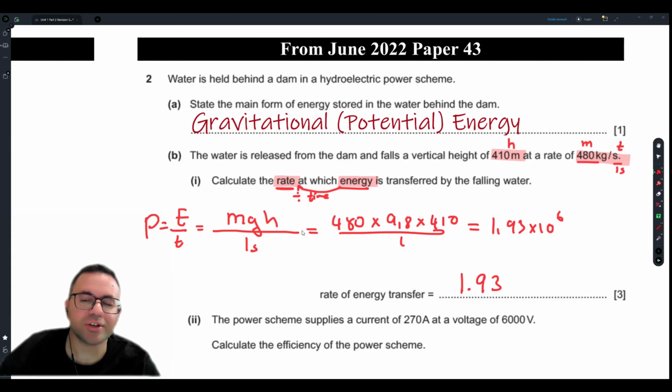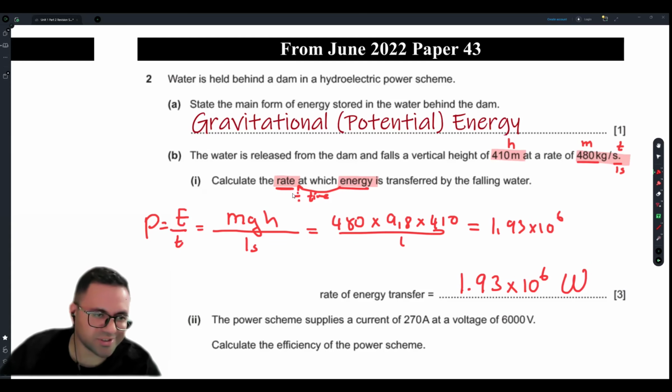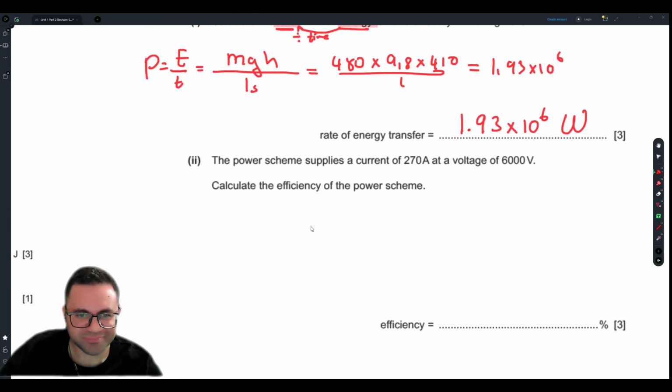What's the unit of rate of energy transfer, AKA power? What is the unit? Okay.